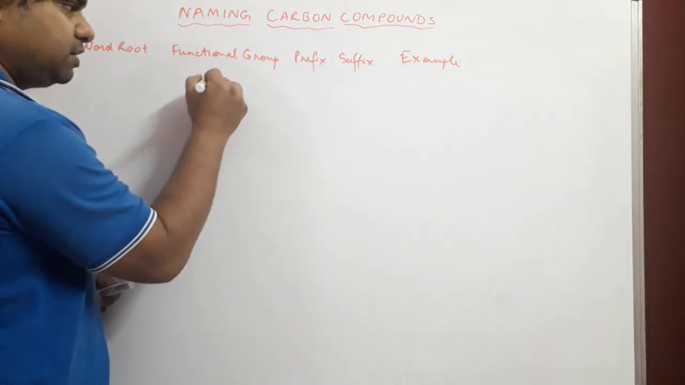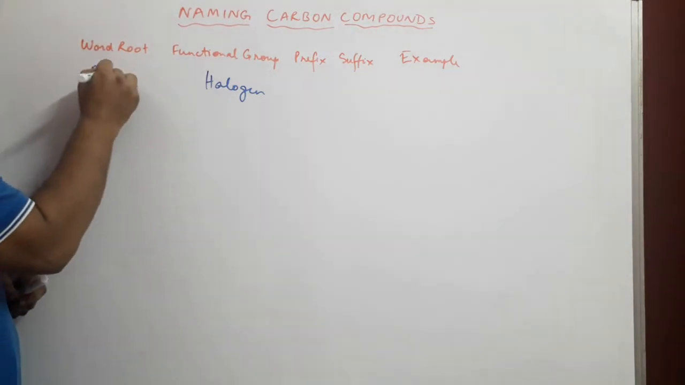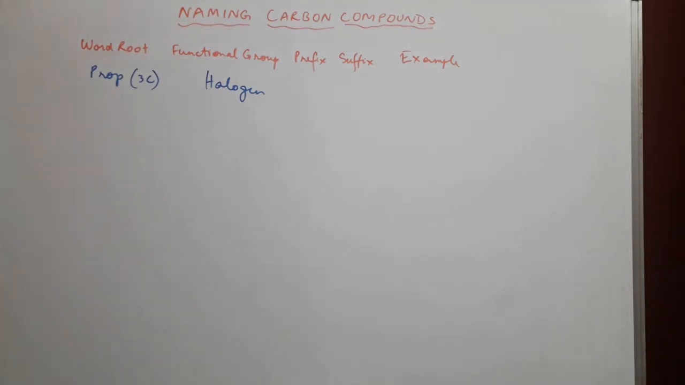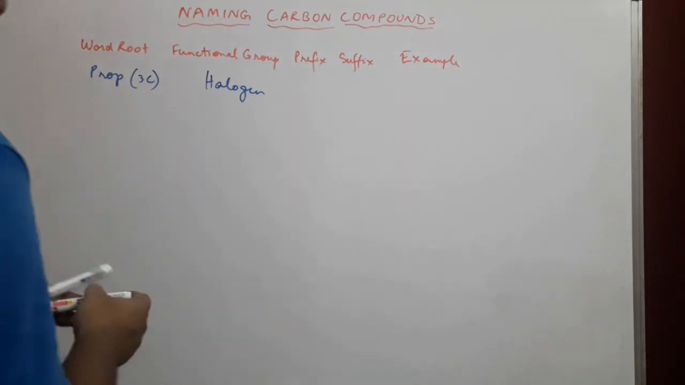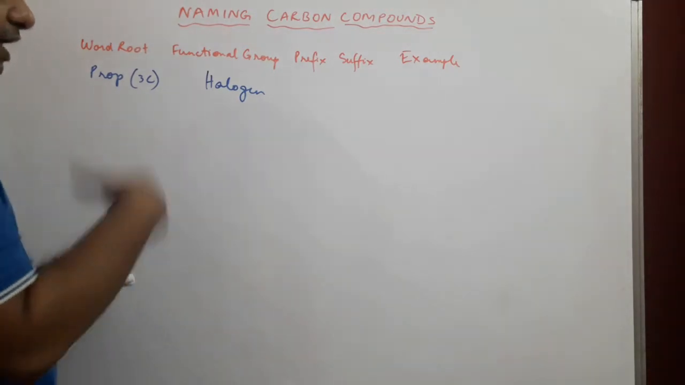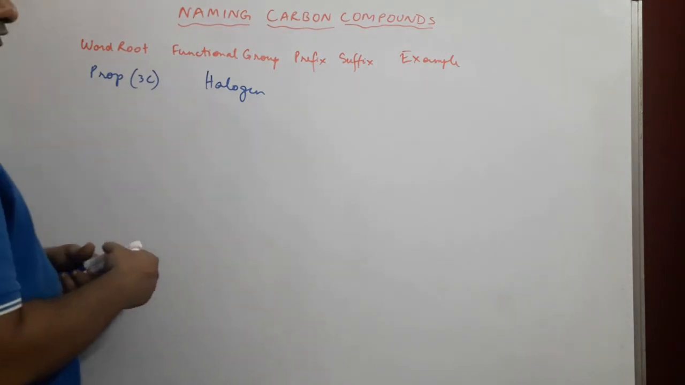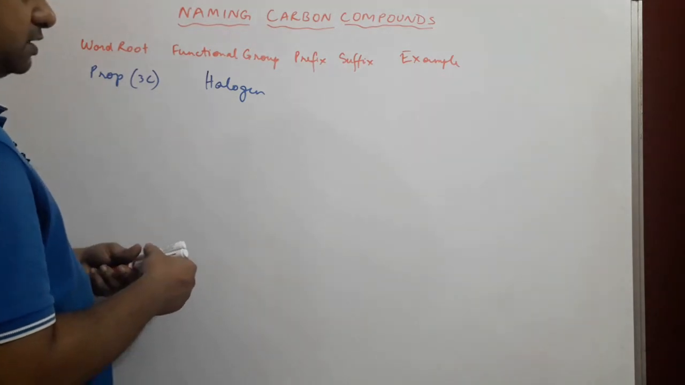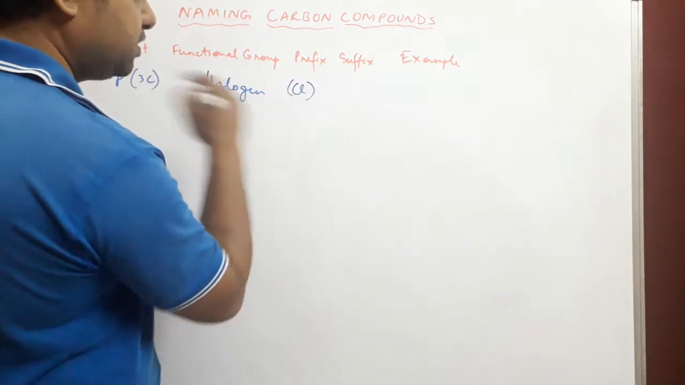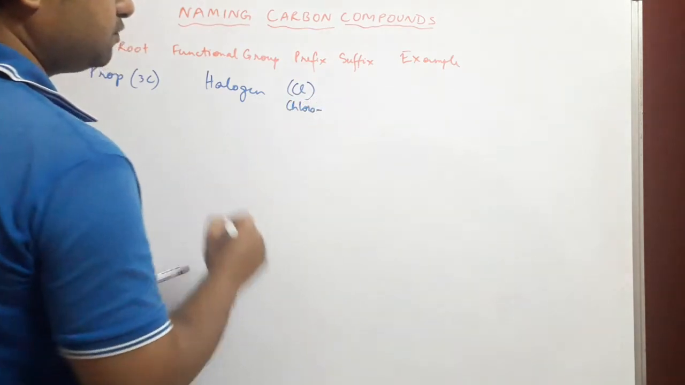Okay, let's look at the halogens, and in this case once again we'll take prop as our word root with 3 carbon atoms as an example. In case of halogens, we always have prefixes. Now prefixes will depend on the element that is the functional group. In case of the compound, if let's say the element is chlorine, then it will be known as chloro followed by the word root.